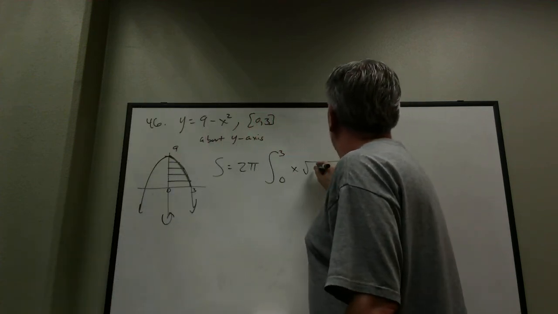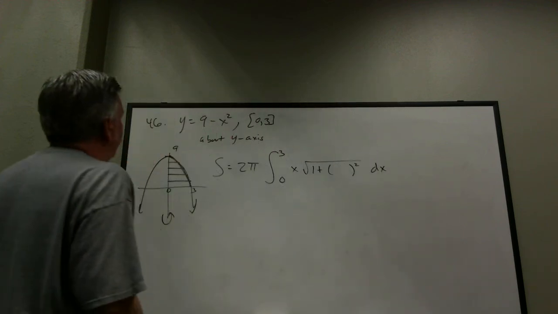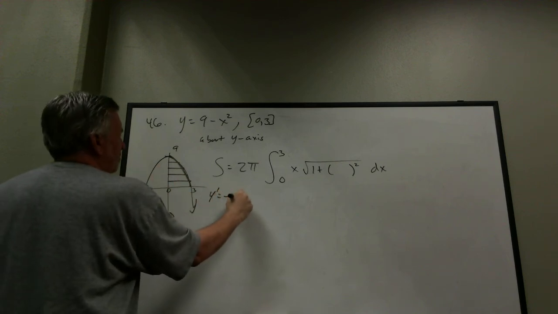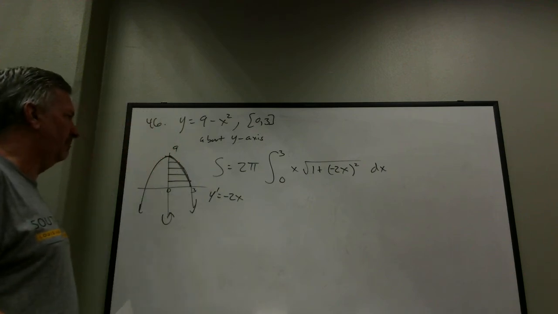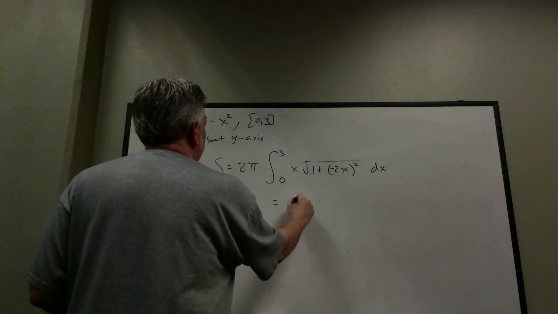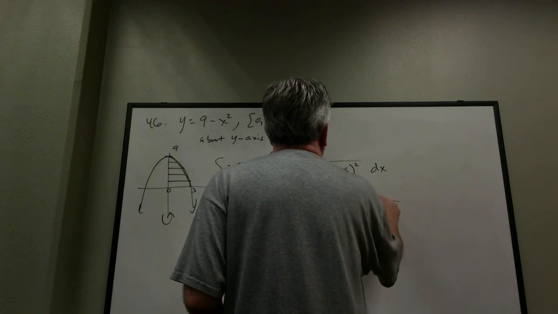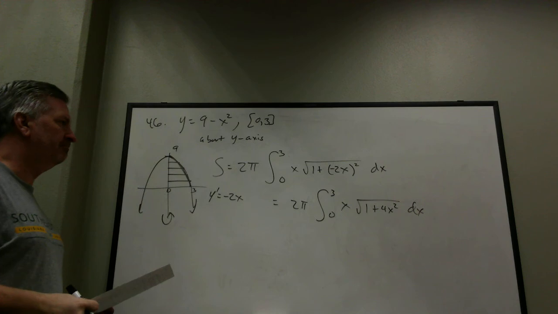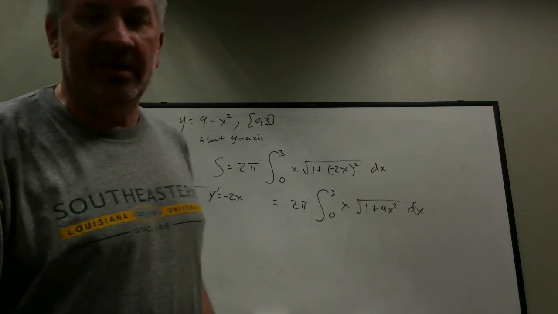And then we have the square root of 1 plus the derivative squared. Now what's the derivative? Y is now minus x squared, so y prime is minus 2x. Okay, so if we do some simplifying here, 2 pi, and we'll go from 0 to 3 of x times the square root of 1 plus 4x squared. Okay, so that's where we are. So the setup isn't that hard. So how do we integrate this?